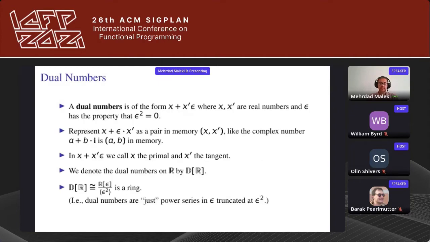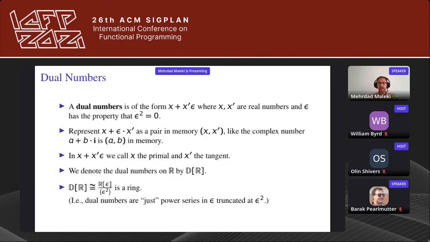But this definition relates to the concept of dual numbers, and a dual number is of the form x plus x prime epsilon, where x and x prime are real numbers, and epsilon is a variable such that epsilon to the power 2 is equal to 0. And we represent x plus epsilon x prime as a pair in memory, x and x prime, like the complex number a plus bi, which we represent as a pair a and b in memory.